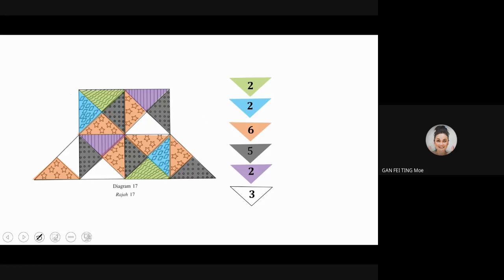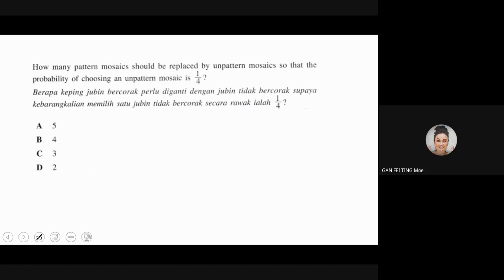So what happened here? All together, I have 20. The total mosaics involved here are 20. The sample space is 20. Now the question: how many patterned mosaics should be replaced by unpatterned mosaics so that the probability of choosing an unpatterned mosaic is 1 over 4? So now we are talking about probability.